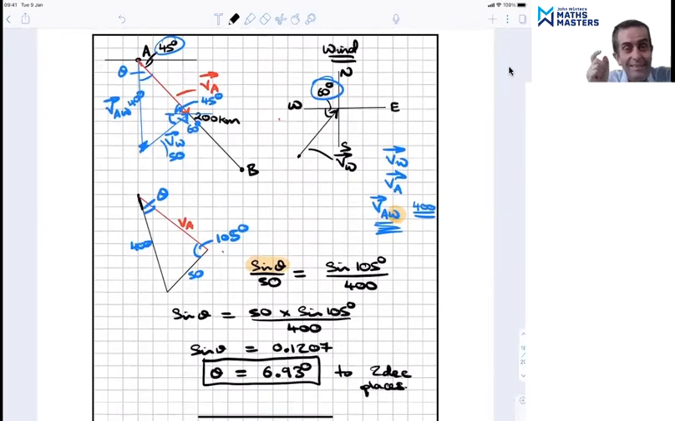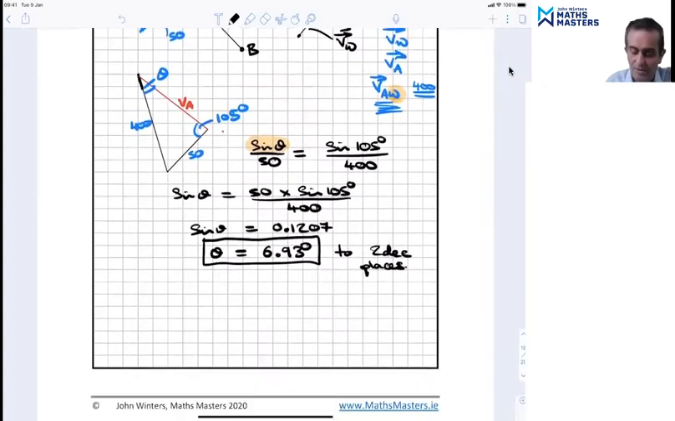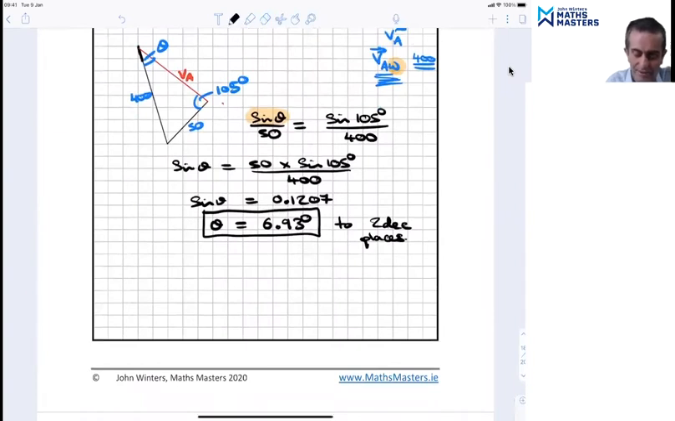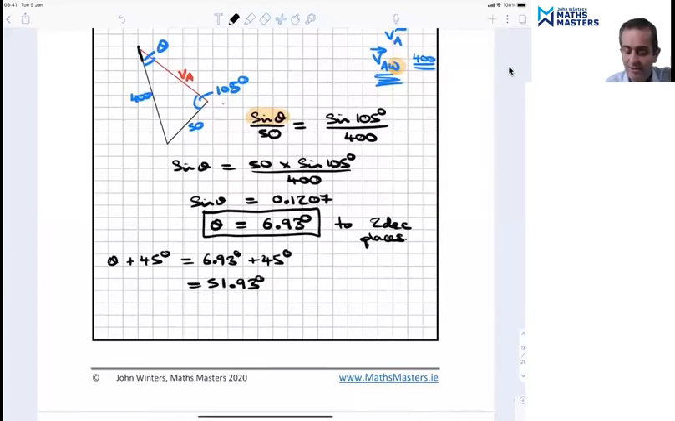Now, as I said, theta is the angle to that red arrow in the diagram up here on the left. But the overall angle to the east axis, or the x-axis, is theta plus 45. So now we say theta plus 45 is equal to 6.93 plus 45, which is 51.93 degrees in a direction south of east. Okay, so that is the heading that the pilot would need to take, 51.93 degrees south of east.